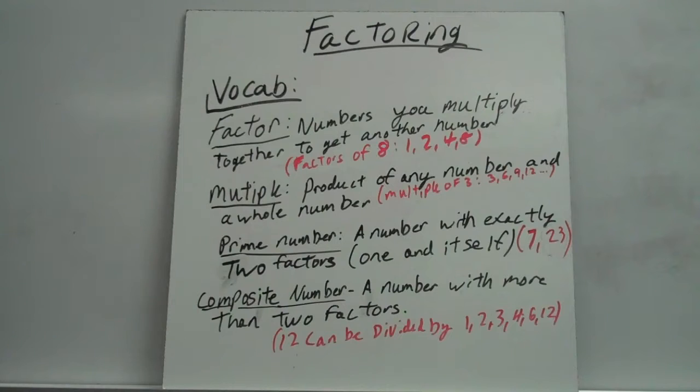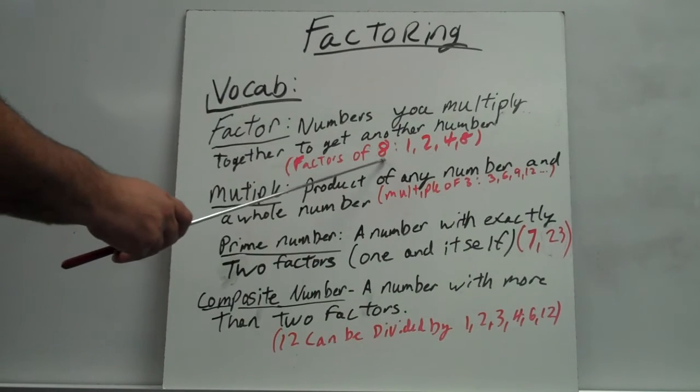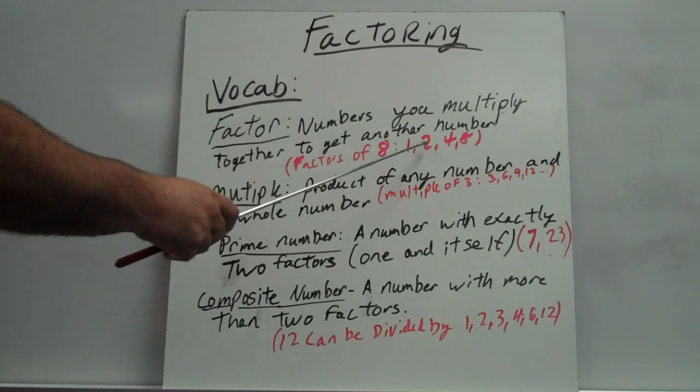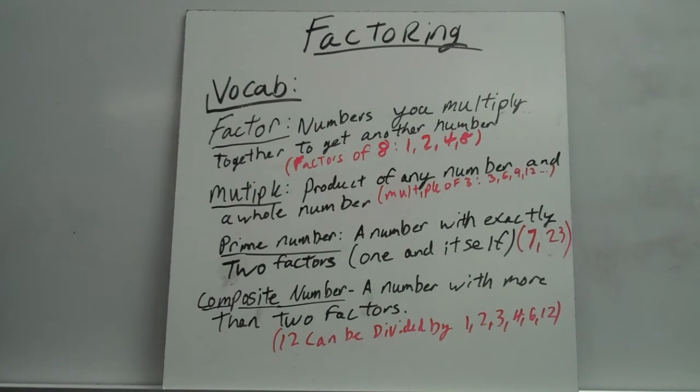Some vocabulary that we're going to use during our talk about factoring: one of them is a factor, which are numbers that you multiply together to get another number. When we look at the factors of 8, we have 1 times 8, 2 times 4, and then don't forget we can also do 4 times 2 and 8 times 1. Those are all factors of 8, or numbers that multiply together to give us 8.